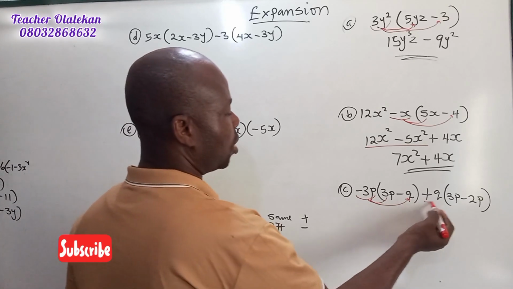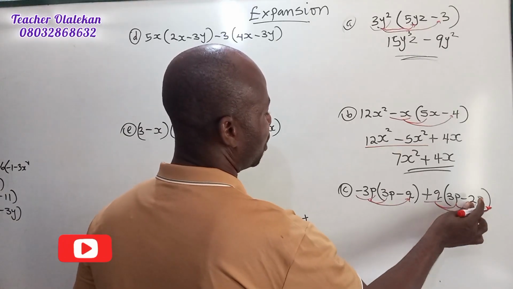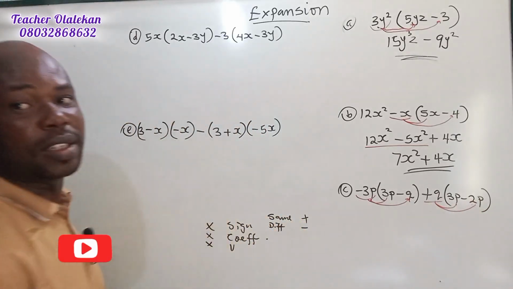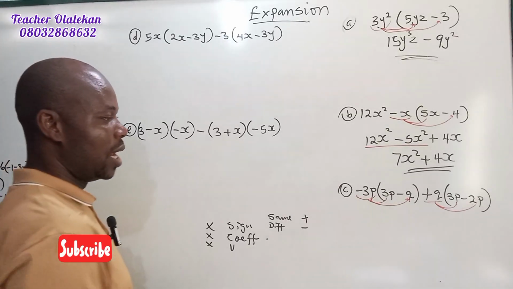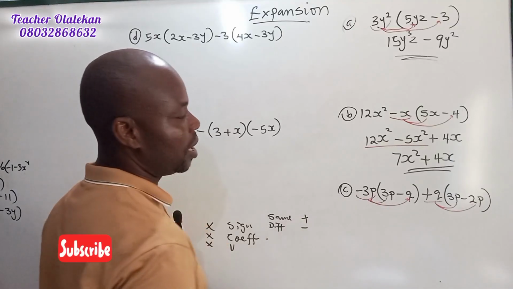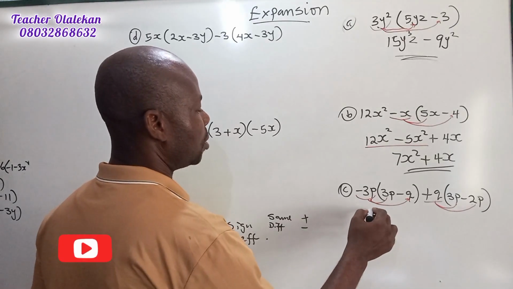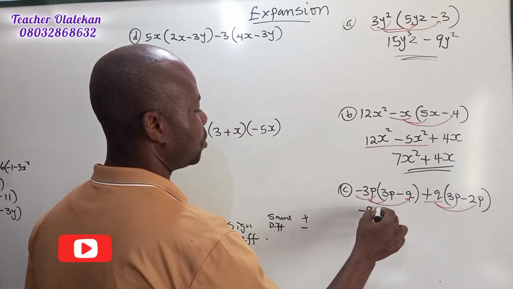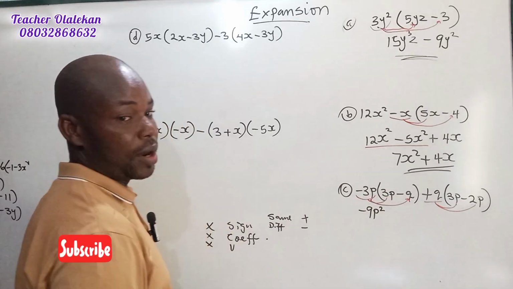And plus q will be used to open here as well, right? That's just what we have. Shall we proceed? Now let's do the math. Minus 3p times 3p is minus 9p squared. That's minus 9p squared. Okay. Minus 3p times minus q.